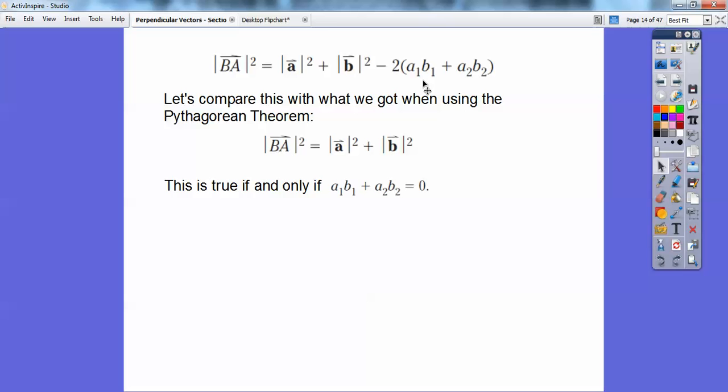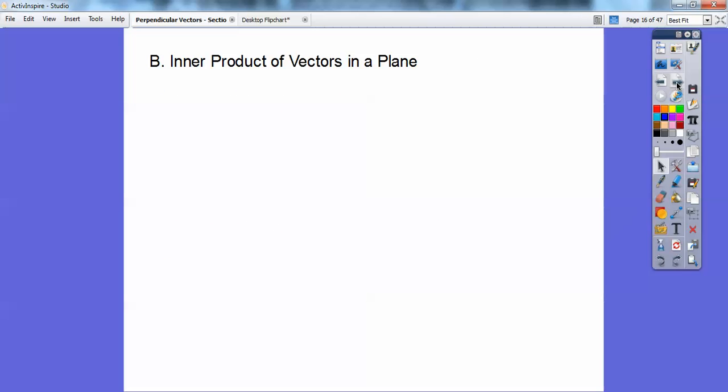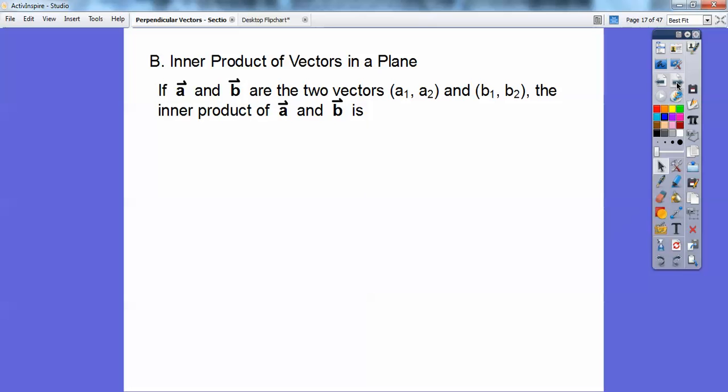So we're going to be focusing on this stuff. It's going to be called the inner product. The expression is often used when speaking on vectors. It's called the inner product of vector A and vector B. So we're going to have a formula here for the inner product in a plane. So it goes like this. If vector A and B are two vectors with those coordinates, then the inner product is just this, you guys. It's just that stuff we just did: A1 B1 plus A2 B2.